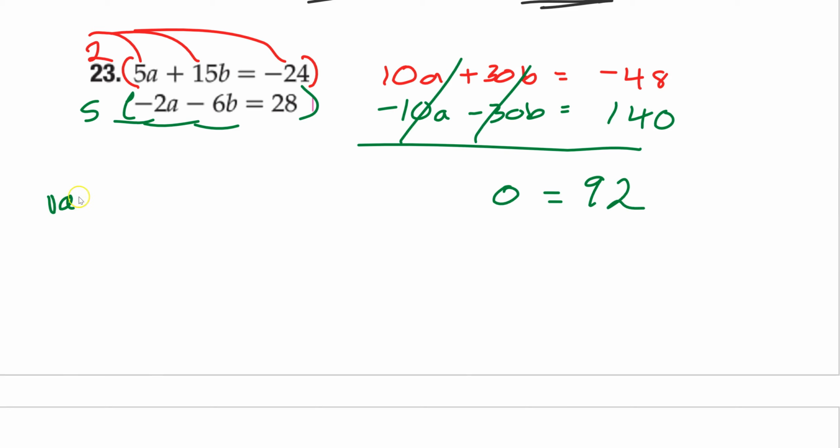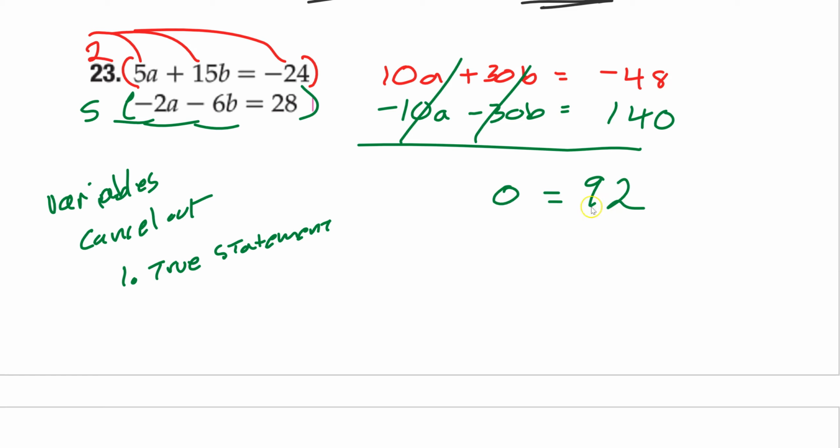When the variables cancel out, you have two options. Option 1, you have a true statement, which we do not have here. That's false. 0 does not equal 92. But if you have a true statement, then your solution is all real numbers.